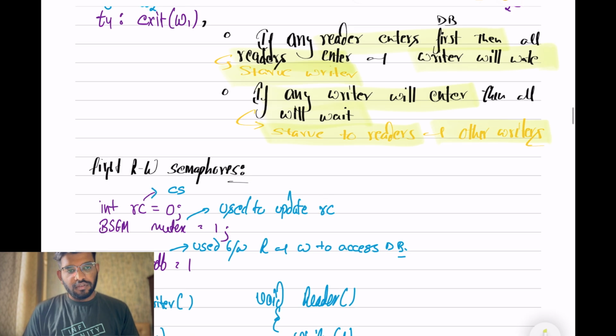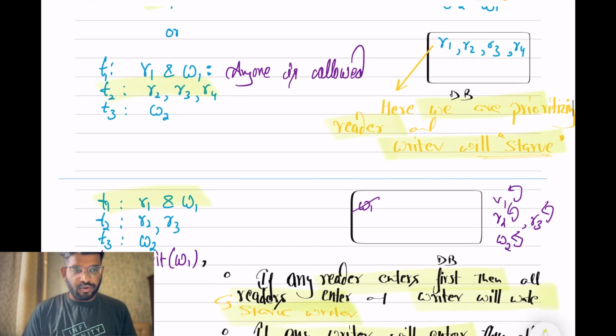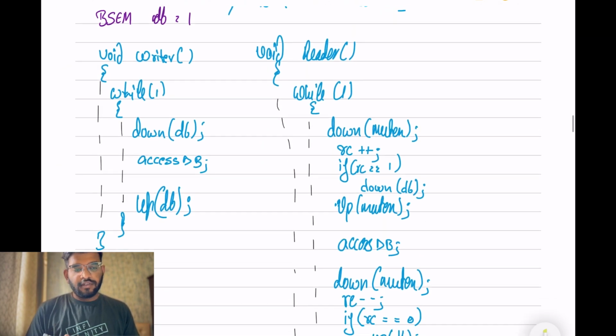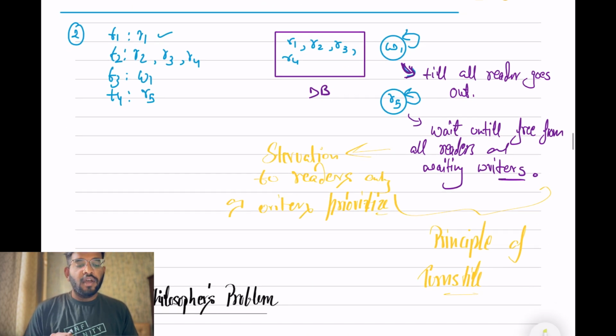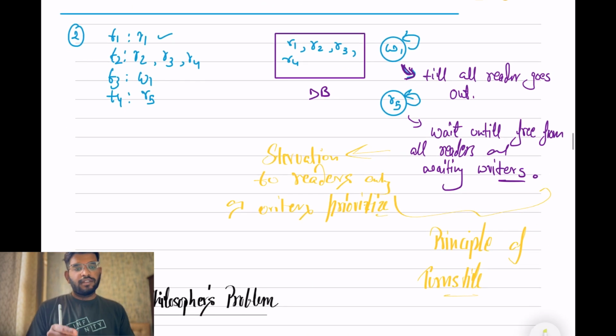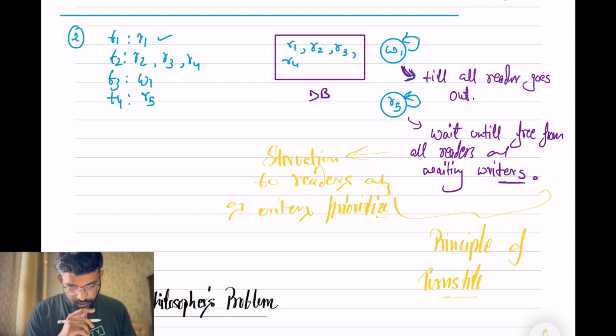So in this, if any reader enters first, then all the readers enter, and the writer will wait and starve. This is the above case we discussed. But in this case, if any writer enters, then all will wait. If any writer is waiting, then all the other writers and readers will wait. This starves the readers and other writers.